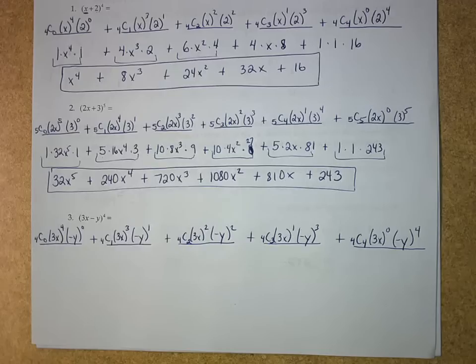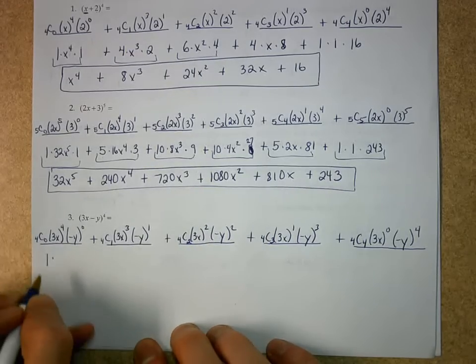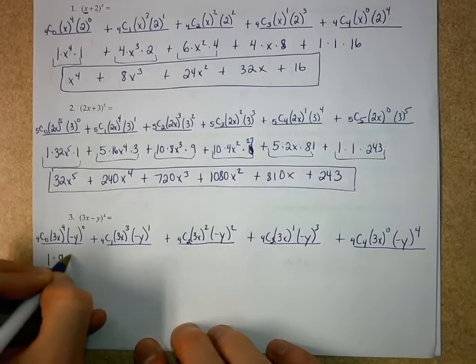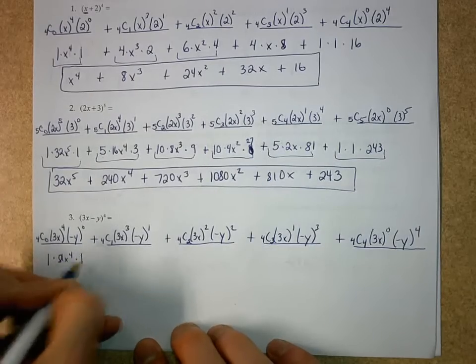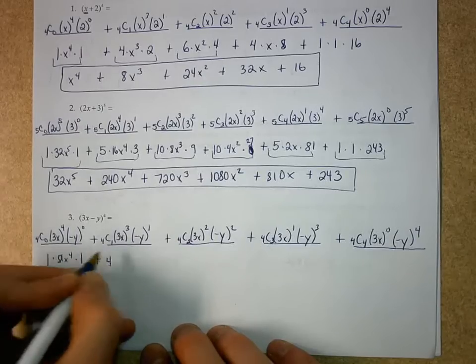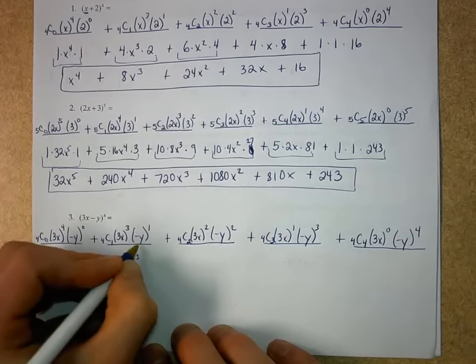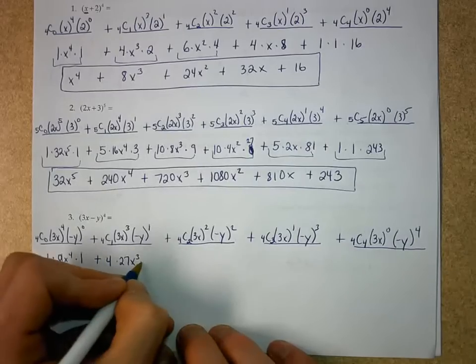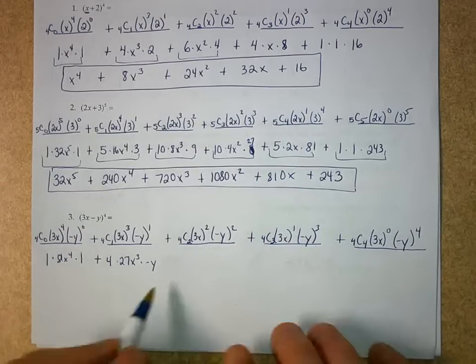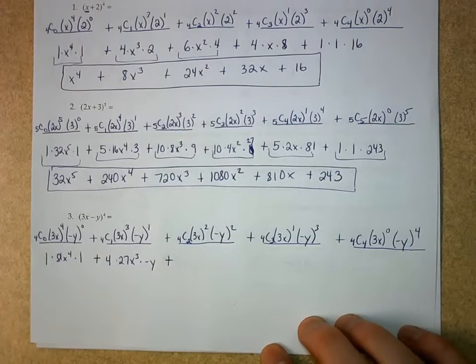So if I simplify all these individual parts here, 4 choose 0 is 1, 3x to the fourth is 81x to the fourth, and then negative y to the 0 is 1. The second one, 4 choose 1 is 4, 3x cubed is 27x cubed, negative y to the first is going to be times the negative y. So this whole term will become negative when I multiply it in a moment.